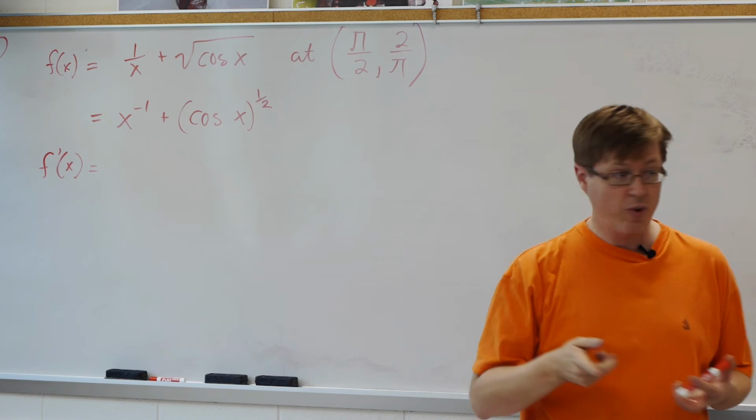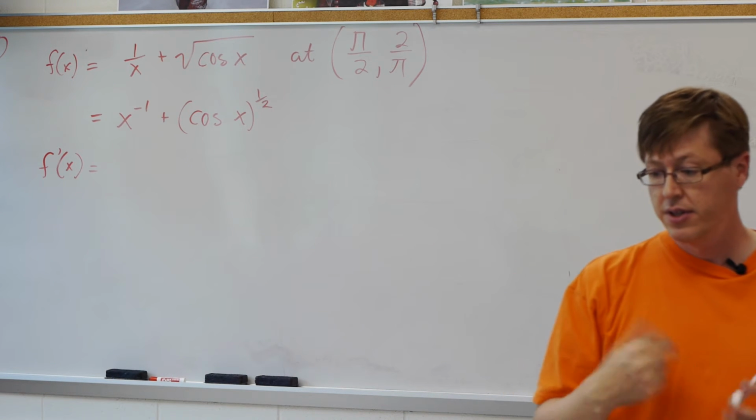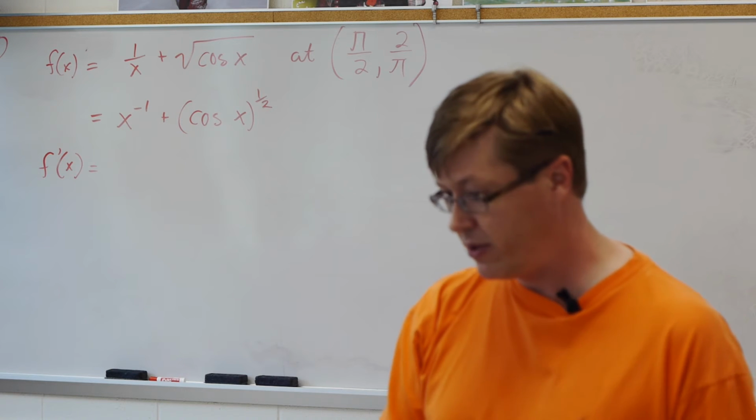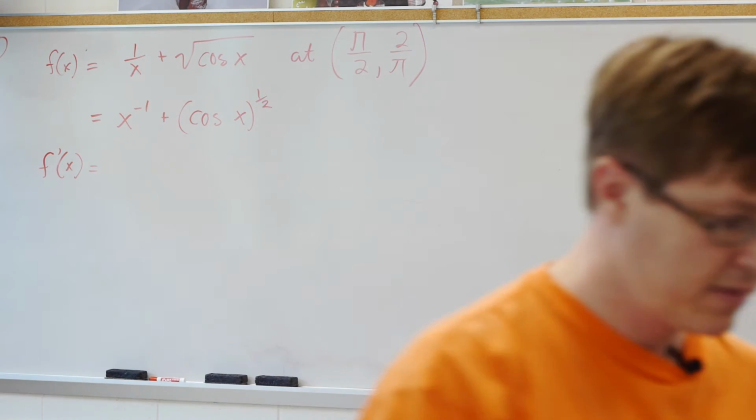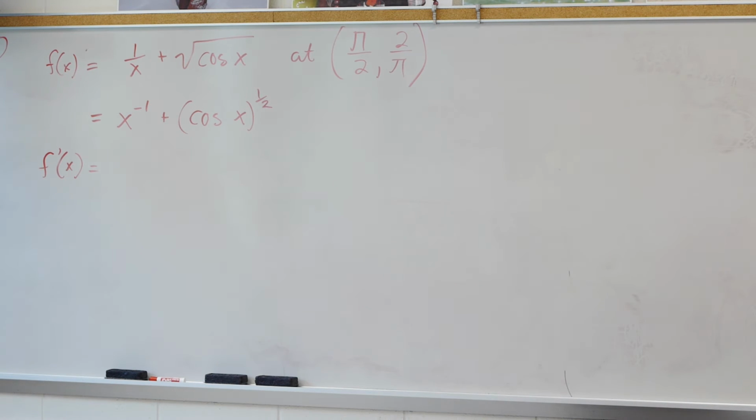I'd write it x to the -1 and cosine x to the 1/2. And on that cosine, you're still going to need chain rule. The point? It's on the board, pi over 2, 2 over pi. It's still cosine on the inside. Cosine, and then you do chain rule.